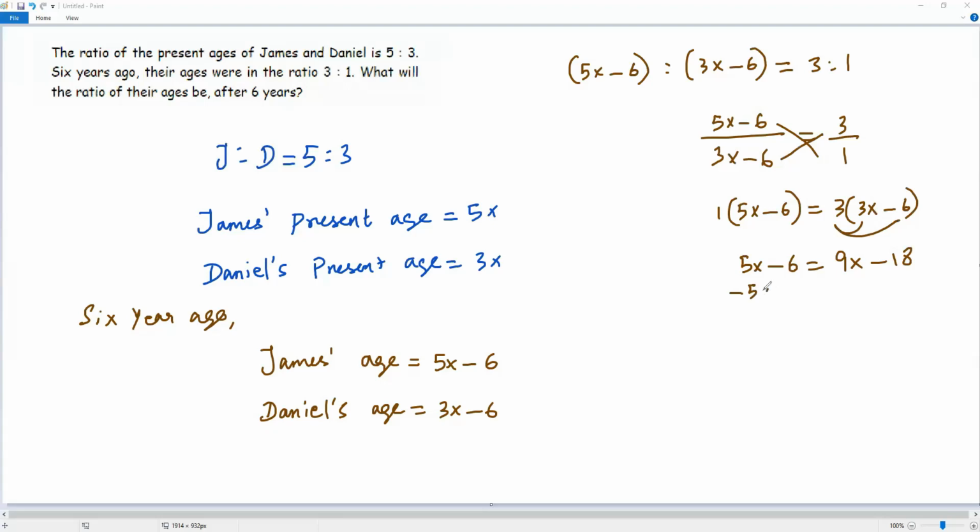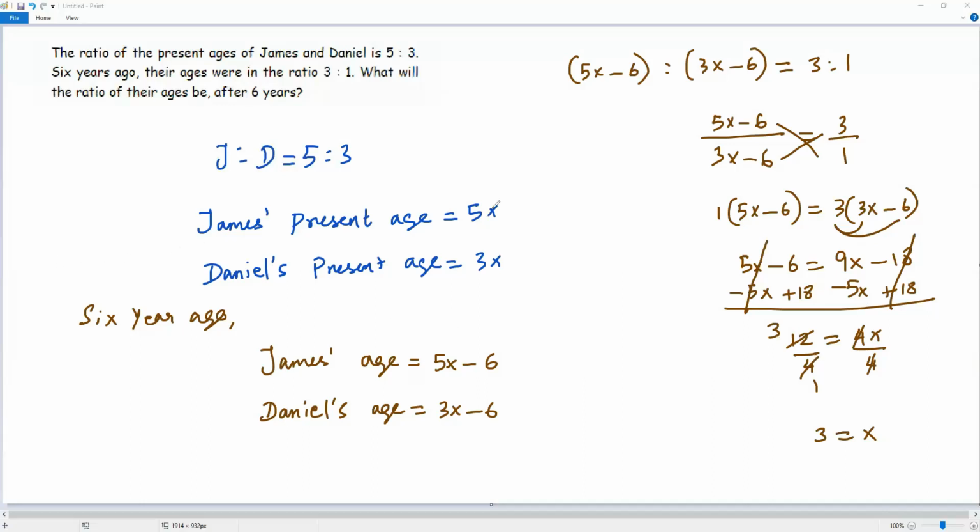Okay, I subtract 5x from both sides. And also I'm adding 18 to both sides. So negative 18, positive 18 will cancel. Positive 5x, negative 5x will cancel out. When I combine these two numbers, I'll be getting 12. When I combine these two, I'm getting 4x. I divide both sides by 4. This 4 will cancel out. So 4 goes into 4 one time, 4 goes into 12 thrice. So I get x is equal to 3. Okay, now I got the value of x.